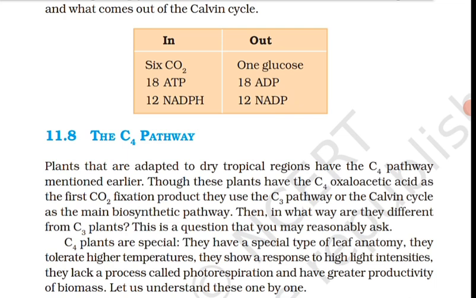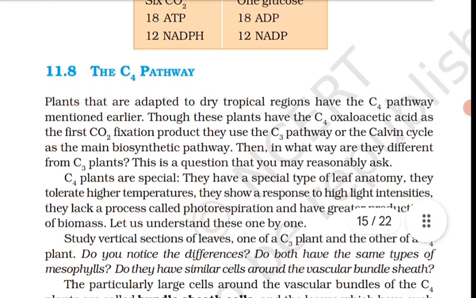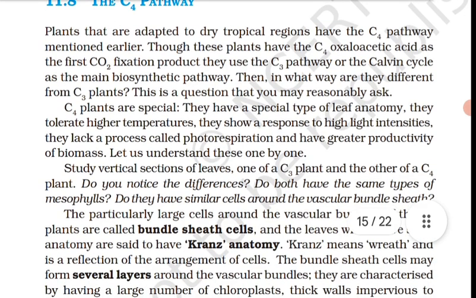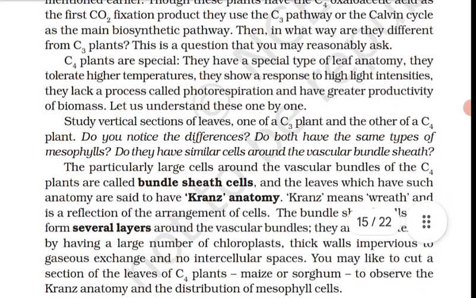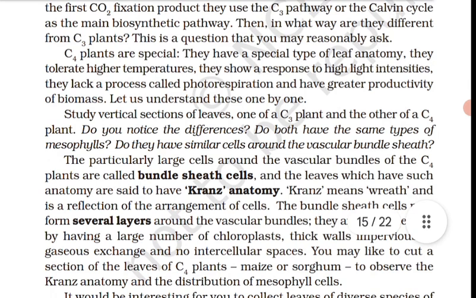The leaves which have such anatomy are said to have Kranz anatomy. Kranz means wreath and is a reflection of the arrangement of cells. The bundle sheath cells may form several layers around the vascular bundles. They are characterized by having a large number of chloroplasts, thick walls, impervious to gaseous exchange, and no intercellular spaces.